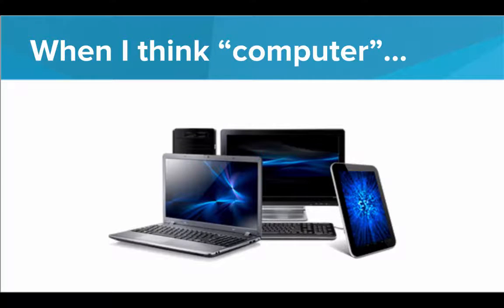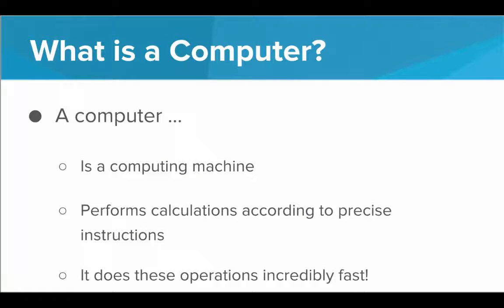Well, really, at the core of it, a computer is just a computing machine that can perform calculations according to precise instructions. Computers are things that take in instructions and then perform mathematical and logical operations. That's really all they are. They're calculators with a lot of added benefits on top.